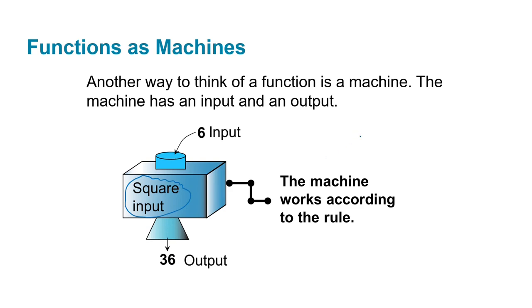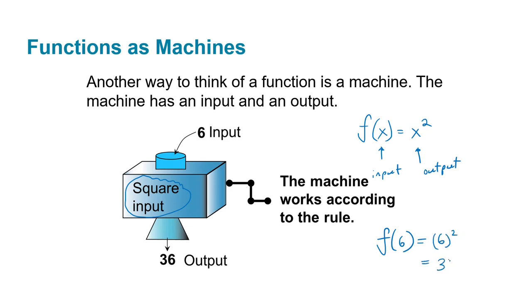In function notation, it would be written like this. f of x is equal to x squared. The x here is the input, and the output is our answer, x squared. So if I put a 6 into the function, 6 would be the input, and then we're going to square it, and of course 6 squared is 36, that's the output.